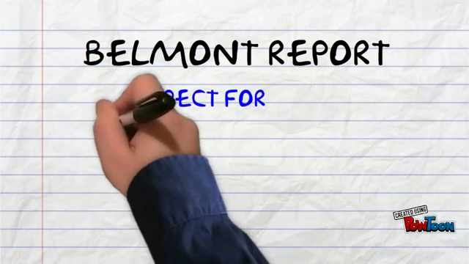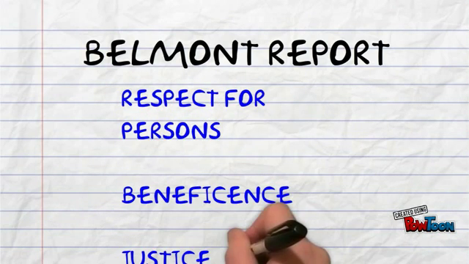The Belmont Report was established in 1974 by the United States government, which contained three core concepts of ethical research. 1. Respect for persons. 2. Beneficence. And 3. Justice.